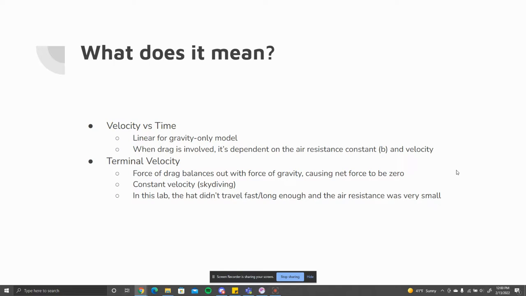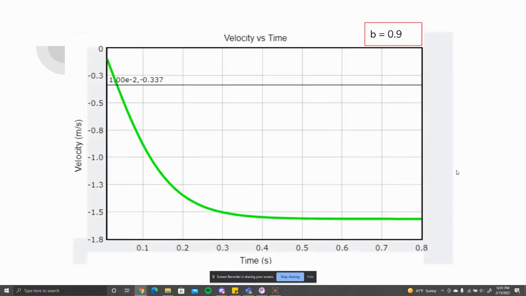I think in this lab, it just didn't happen, right? If you look at the graph for velocity versus time for the hat, it starts to approach a certain value, but not yet. In the 0.8 seconds that the experiment occurred, the lab just didn't reach that terminal velocity. However, this is an example of what could happen if it is big enough.